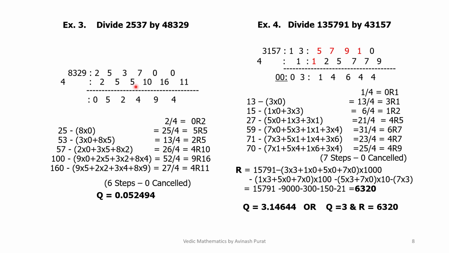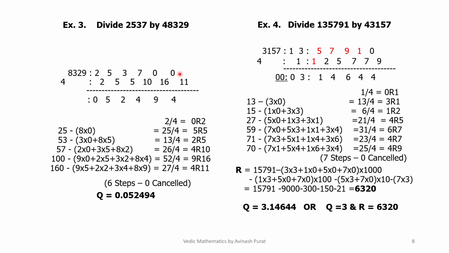Now 57 is the next dividend, minus 2 into 0 plus 3 into 5 plus 8 into 2, equal to 26. 26 divided by 4 gives us 4 as quotient and 10 as remainder. So 100 is the next dividend, minus 9 into 0 plus 2 into 5 plus 8 into 3 plus 8 into 4, equal to 52. 52 divided by 4 gives us 9 as quotient and 16 as remainder.